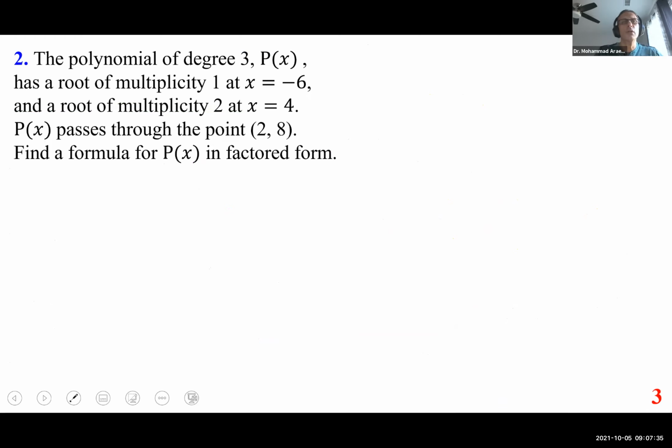Question number 2, the polynomial of degree 3 p of x has a root of multiplicity 1 at x equals -6 and a root of multiplicity 2 at x equals 4. P of x passes through the given point 2, 8. Find a formula for it in factored form.